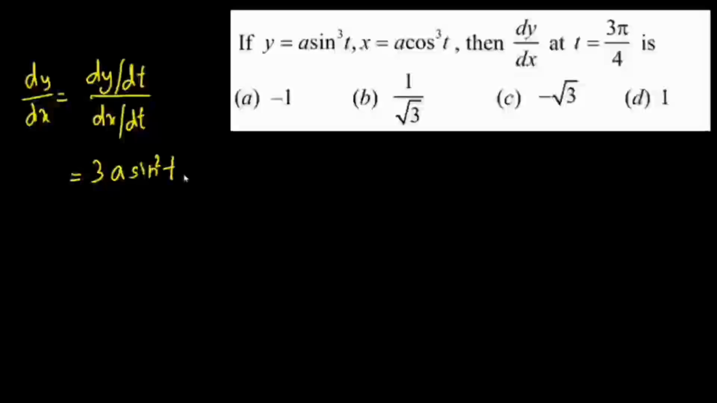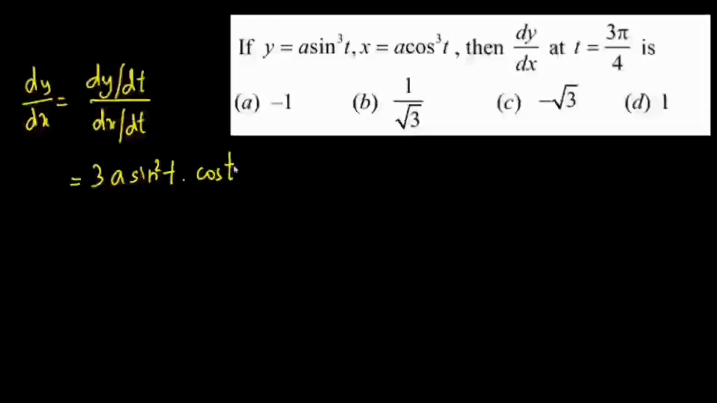So what is dy by dt? Differentiating y with respect to t, a is constant. What is differentiation of sin cube t? It is 3 sin square t into differentiation of sin t, which is cos t. Correct? Divided by differentiating x. So a is constant. What is differentiation of cos cube t? It is 3 cos square t, a is constant, into differentiation of cos t, which is minus sin t.